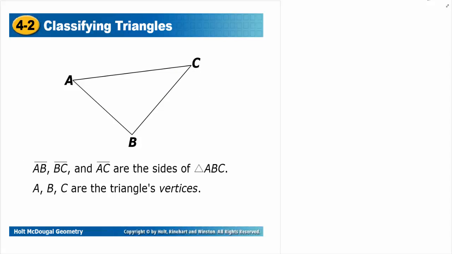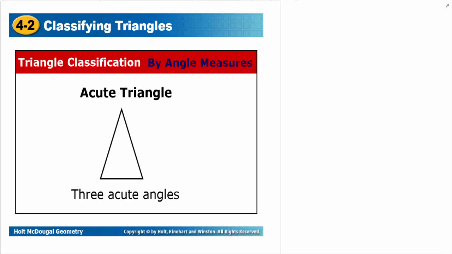Alright, next up, classifying triangles. We need to know the different parts. If I was looking at my triangle here, AB, BC, and AC are the sides. So when I'm talking about the entire length between 2 points, that segment represents a side of that triangle. And the points A, B, and C are the triangle's vertices. At some point you should have seen that. But we got sides and we got vertices. Those are two key words that you need to make sure you understand as we move through this unit. So, obviously, one of our goals here is to be able to classify triangles.